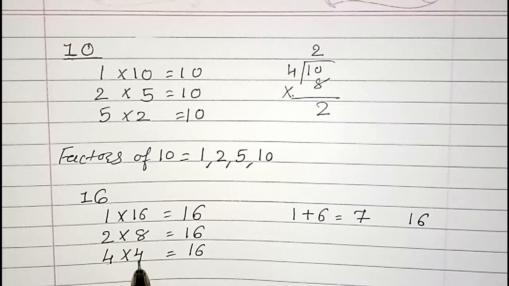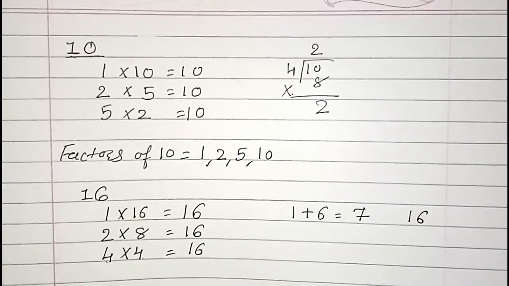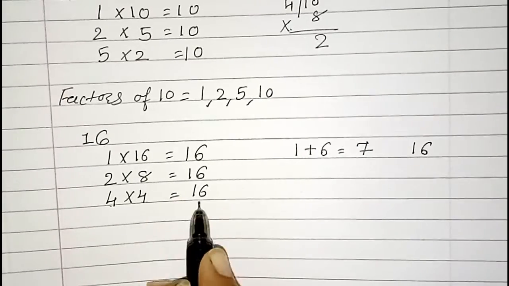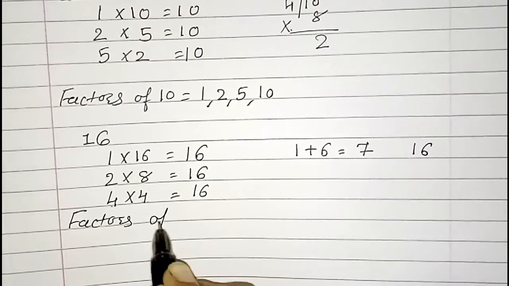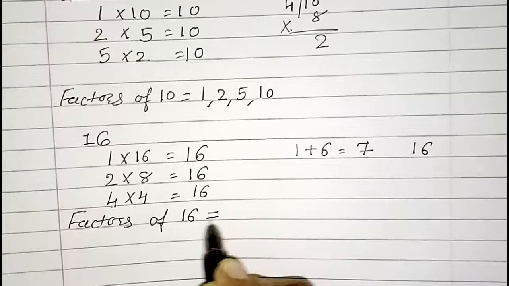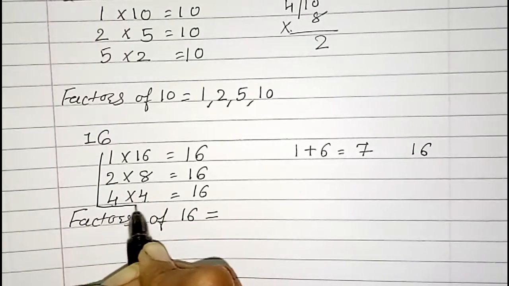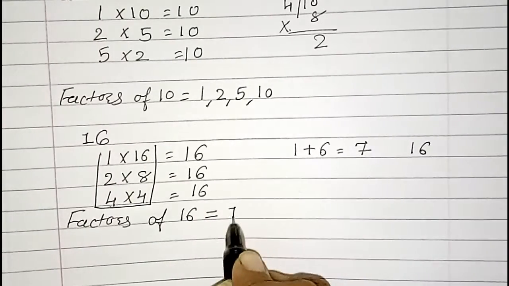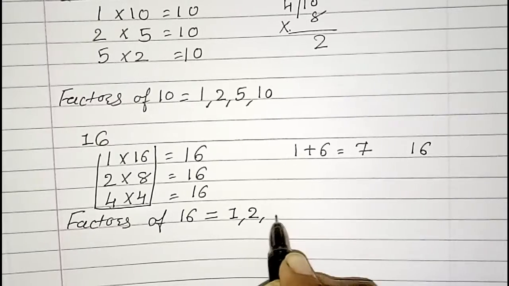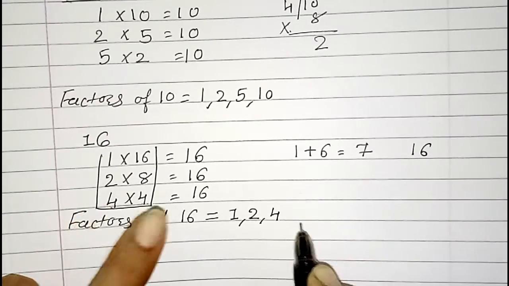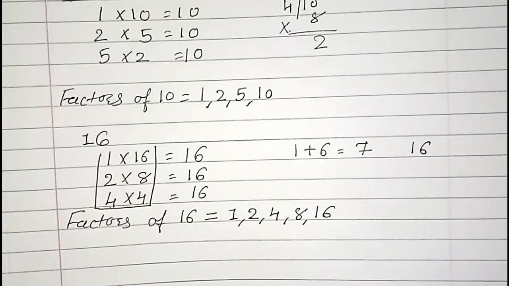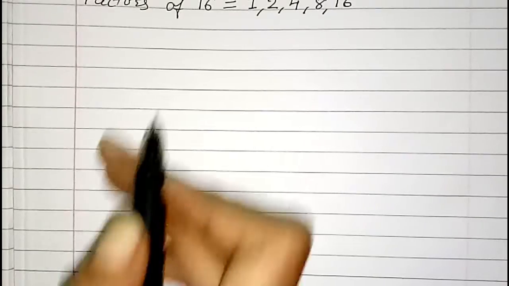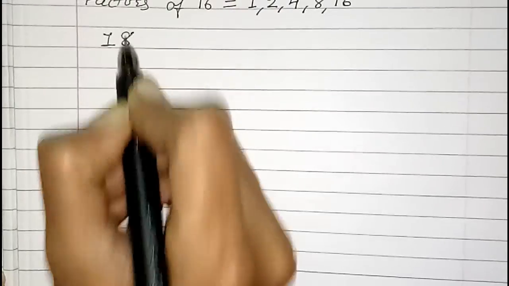Same number repeated, so we have to stop. 4 4s are 16. So we can write factors of 16 are, we will start from here and we'll stop there: 1, 2, 4. 4 we will not write again. 8 and 16.